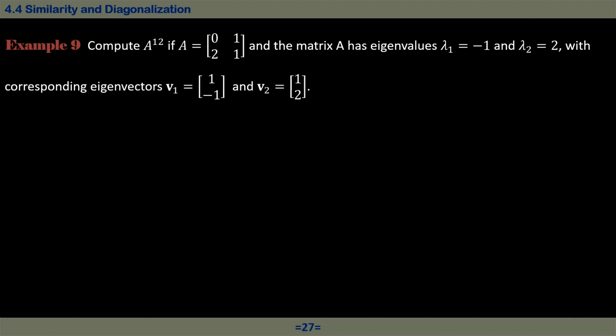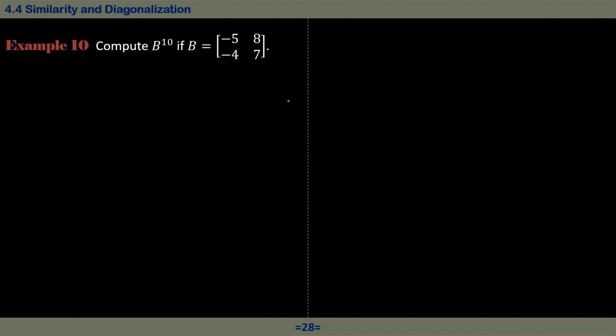So we have two more examples here, and I will finish this chapter with these examples and just make use of these diagonalizable matrices to calculate this matrix. Here it says compute A to the power of 12 if A is this 2 by 2 matrix whose components are 0, 1, 2, 1. And the matrix A has eigenvalues lambda 1 equals negative 1 and lambda 2 equals 2, with corresponding eigenvectors v1 equals (1, negative 1) and v2 equals (1, 2).